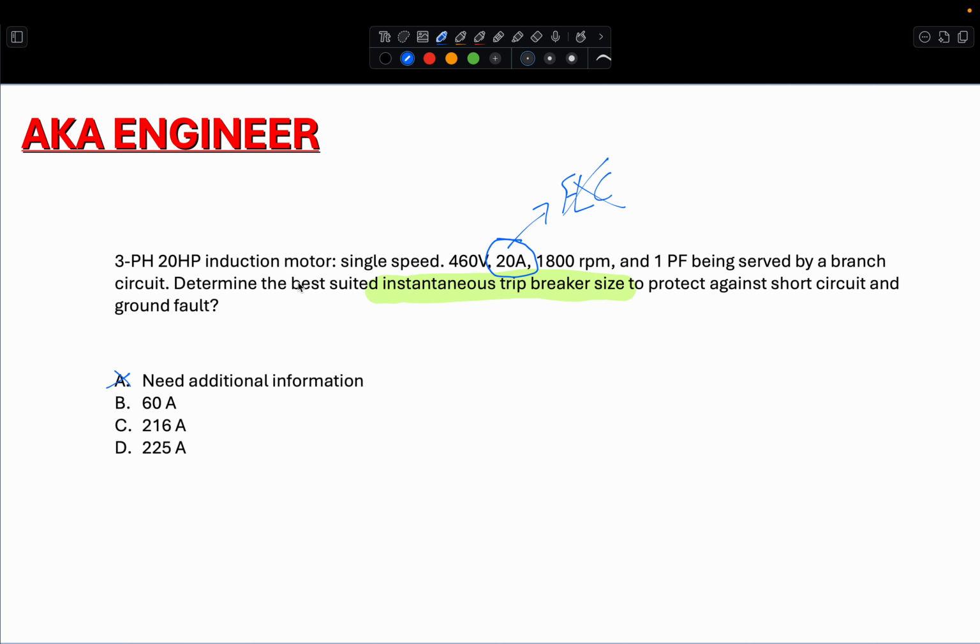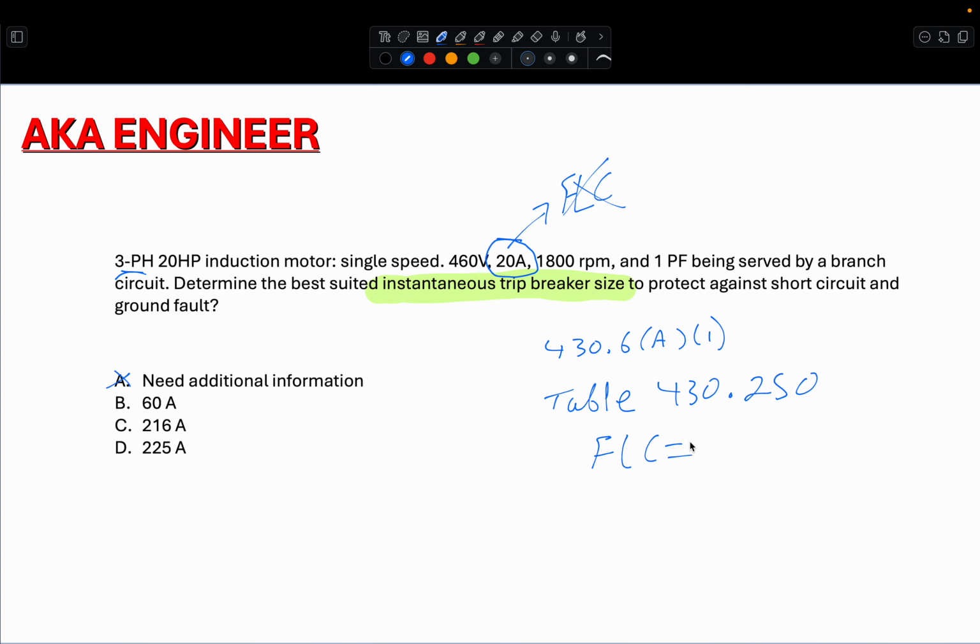The section you want to look at is 430. I think this is section 430.6(A), which basically says that you do not need to go by the nameplate, but you must follow that table, our famous table, which is, because it's a 3-phase, we're going to look at table 430.250. So this right here is going to give us, for an induction motor, we need to figure out for a 20 horsepower, what is the full load current.